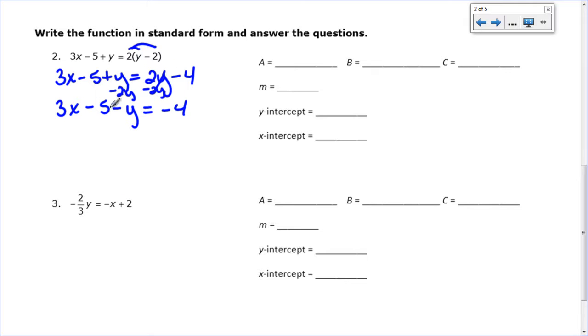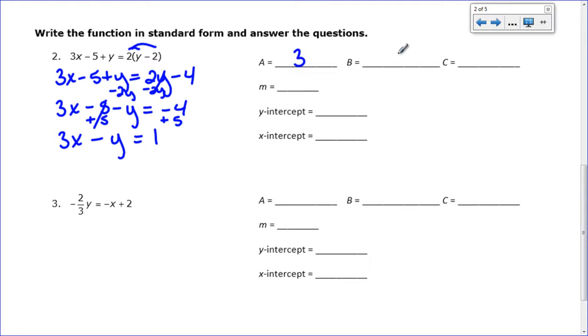And so now I need to move this 5 to the other side, so I'm going to add 5, so I have 3x minus y is equal to 1, because when I add 5 to negative 4, I get 1. So now this is in standard form because I have all integers as coefficients for my a, b, and c, and then the a value is not negative.